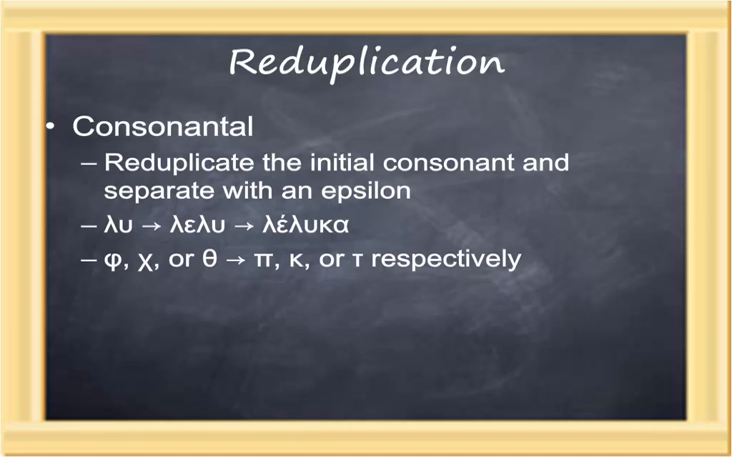a form lelika. If the initial consonant, though, is a phi, a chi, or a theta, when reduplication occurs, the harder form of each of those consonants is used respectively. So phi is reduplicated to pi, chi is reduplicated to kappa, and theta is reduplicated to tau. Phephi would not make much sense. Tethe does.